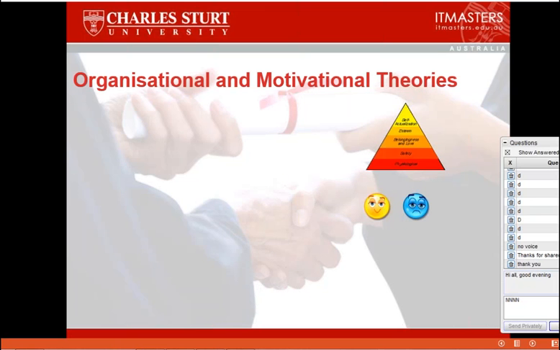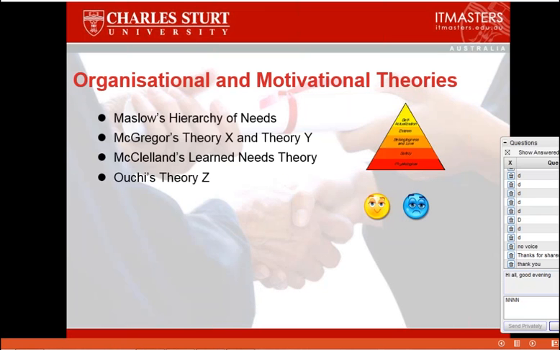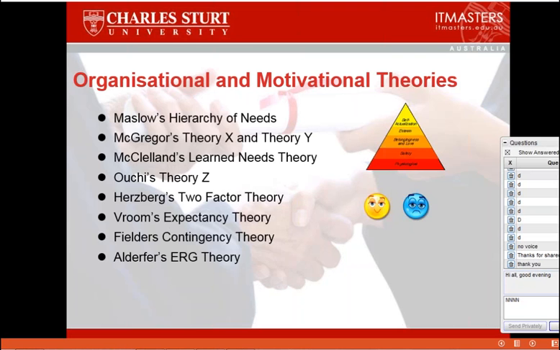Organization motivational theories, some of these are not to be found in PMBOK, but just look at these. I'm not going to go through them all. These are things that you need to know about. For example, Maslow's hierarchy of needs is you look at what people look for first is physiological, then they look at safety, belongingness and love, esteem and self-actualization. So as you satisfy each of those, people's hierarchy of needs start moving further up.